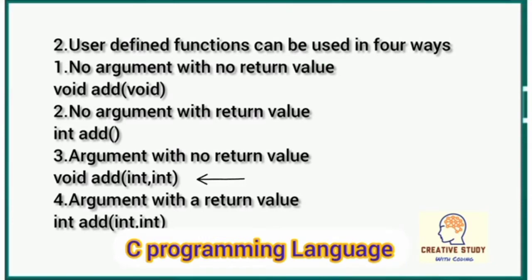Third one is argument with no return value. It means two variables of type int have been passed in the parentheses, but it doesn't return any value. The last one is argument with a return value, where two variables of type int have been passed in the parentheses and it returns a value of type int.